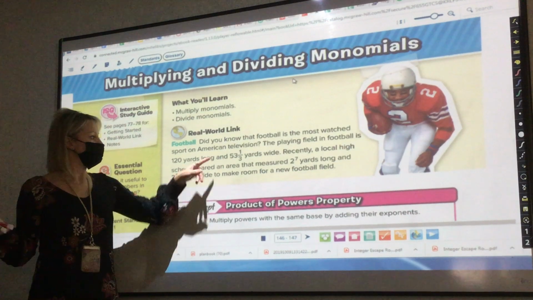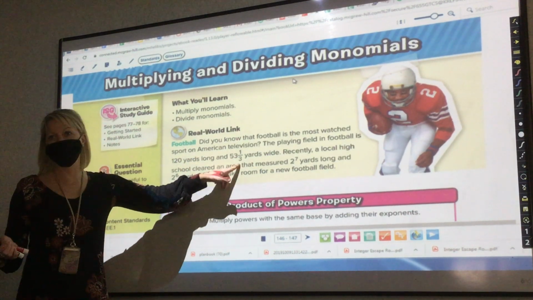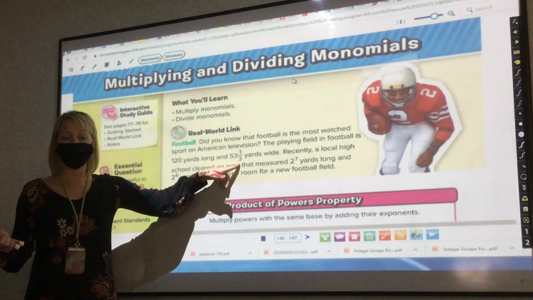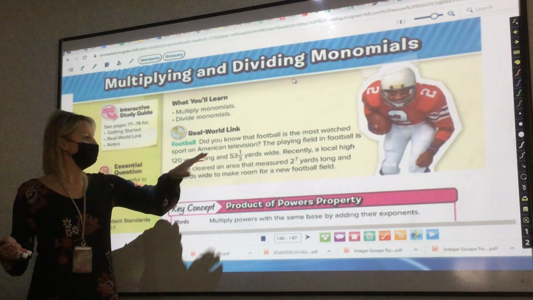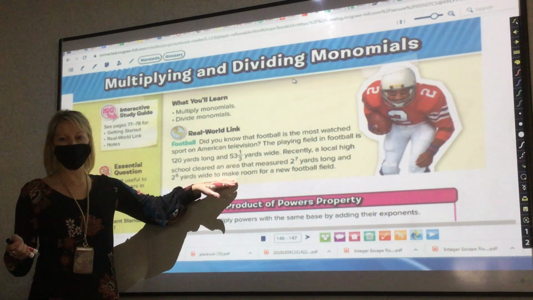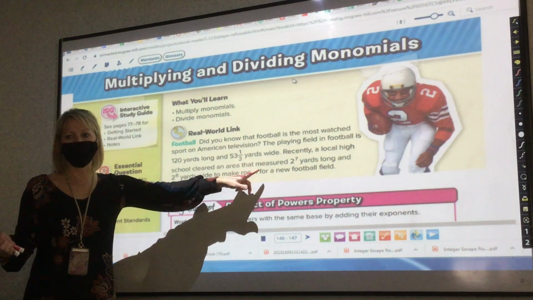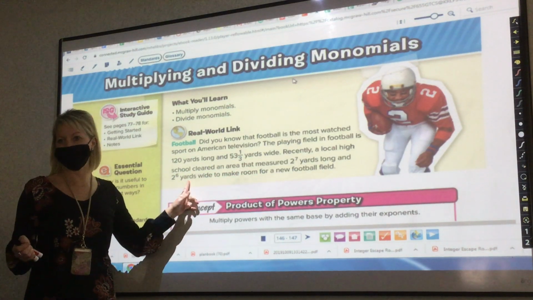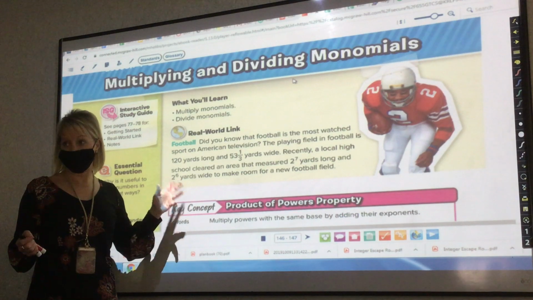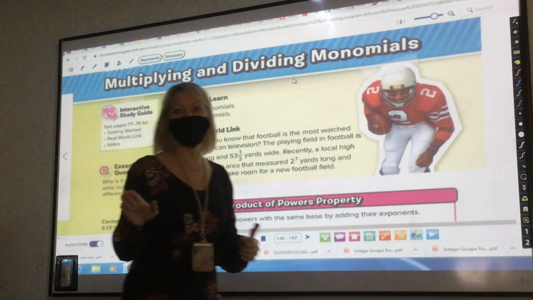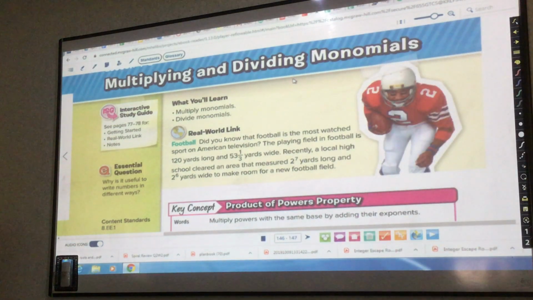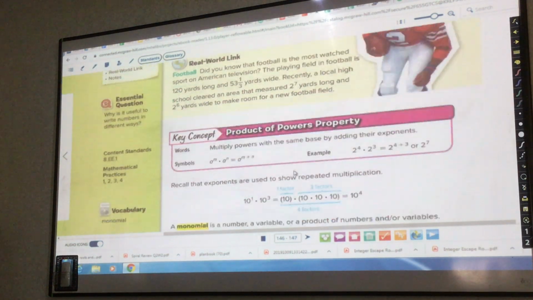Length times width. So I would do 120 times 53 1/3 for the playing field, right? But then for the high school, you're going to take 2 to the 7th times 2 to the 6th. Are you guys with me on this? When we do it though, it's really easy. I'm not going to do 2 times 2 times 2 times 2 times 2 for 2 to the 7th, and then 2 to the 6th.